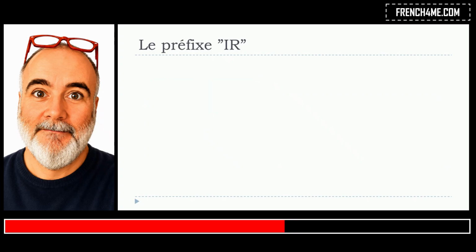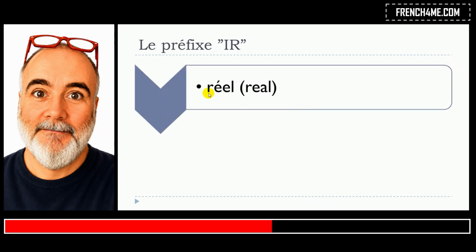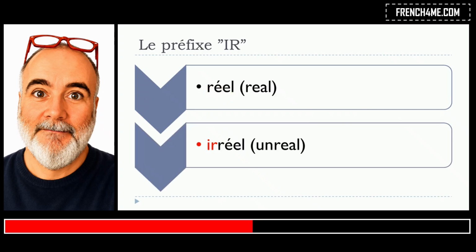So let's check 3 examples, and the first one is réel. Okay, réel, and then, as I said, you just add this IR, and then after that you put your réel again, and you will get irréel. Irréel. Okay, réel, and then irréel.